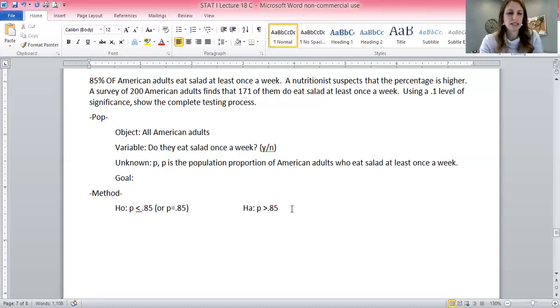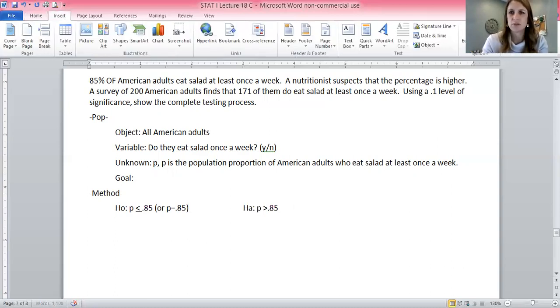Now here under my method step, I want to continue and I want to identify what alpha is. So I'm going to insert a symbol to bring in alpha. I'm going to state alpha is equal to 0.10. And then I want to state what curve I'm on. It's proportion, so I'm on the Z curve here. Okay. Just space this out a little bit better. There. So there's the 4 parts to my method step. That's like one of the quickest steps.